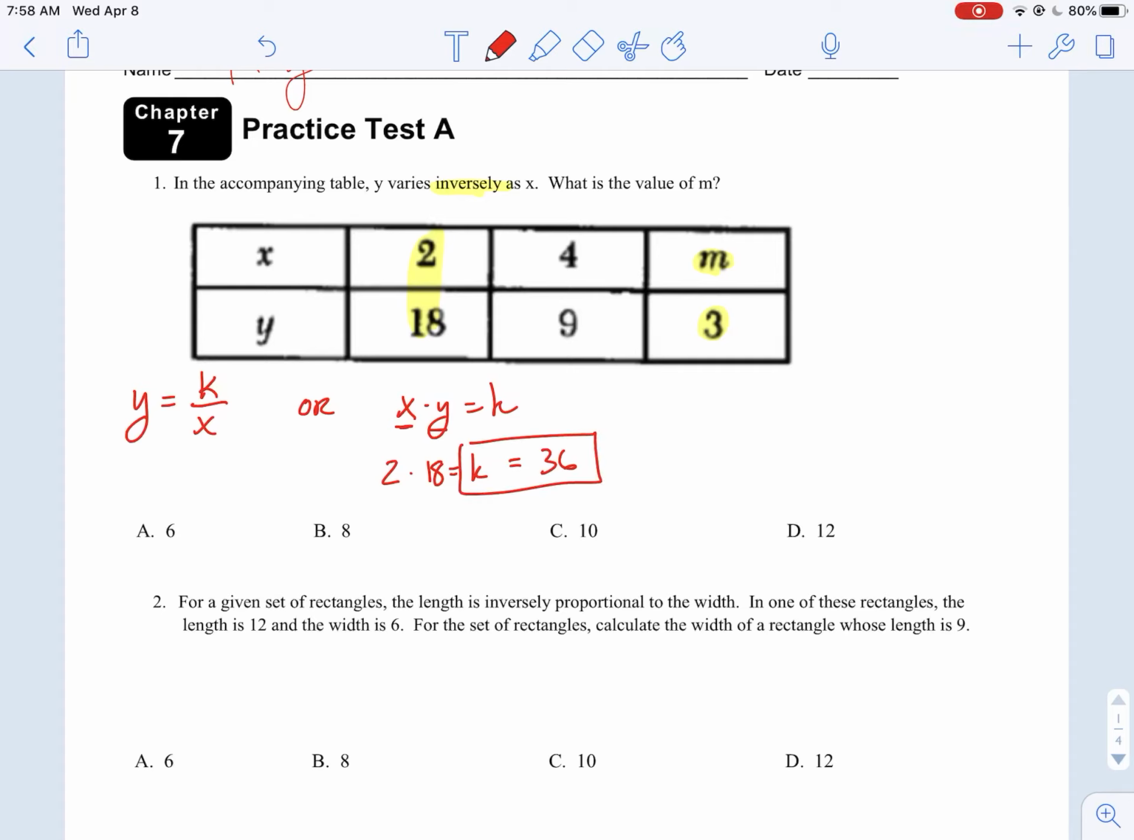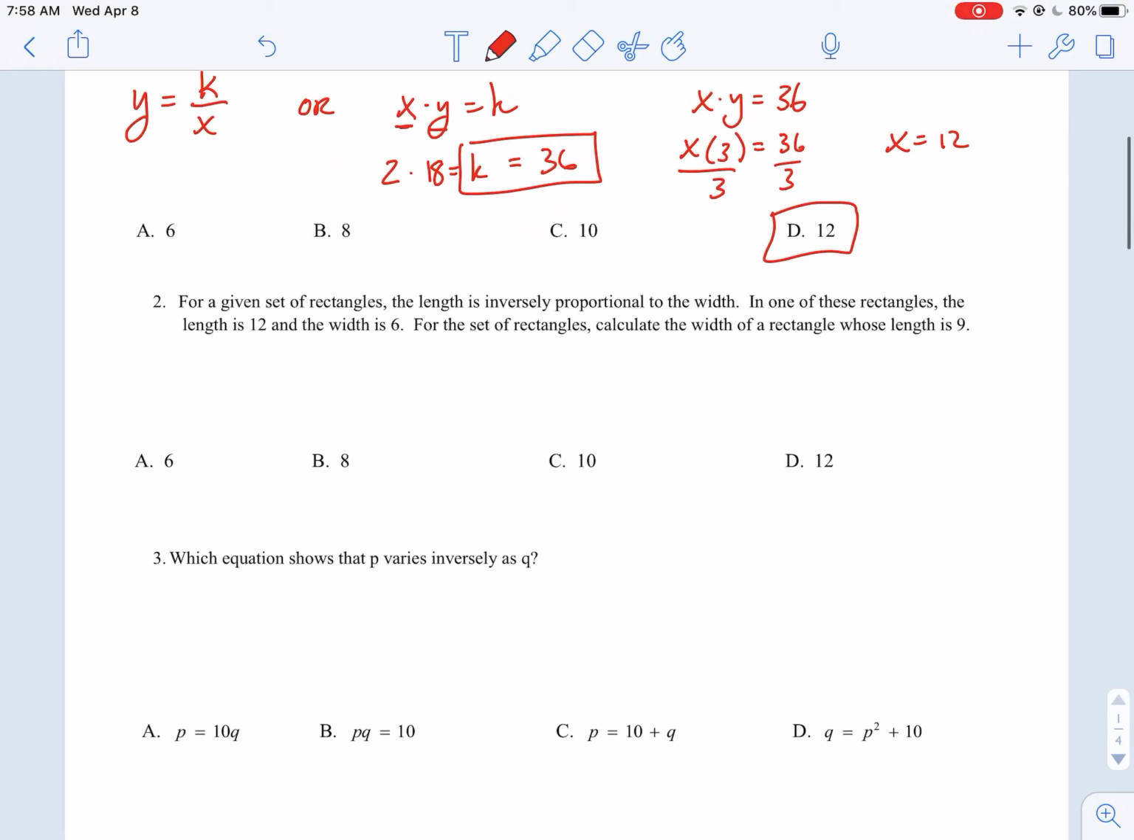That number I can use to move forward and find the value we were looking for up here, this value of m. So let's write out our equation: x times y is equal to 36. Now they've also given us this specific y value, 3. So I'm going to plug that in for y and use that to find that missing x value. When I divide both sides, I end up finding that x is 12. Answer is D.